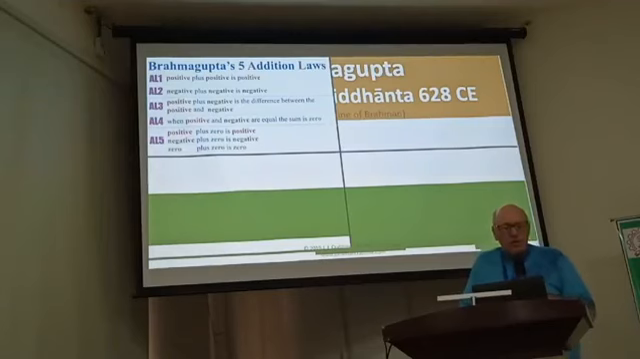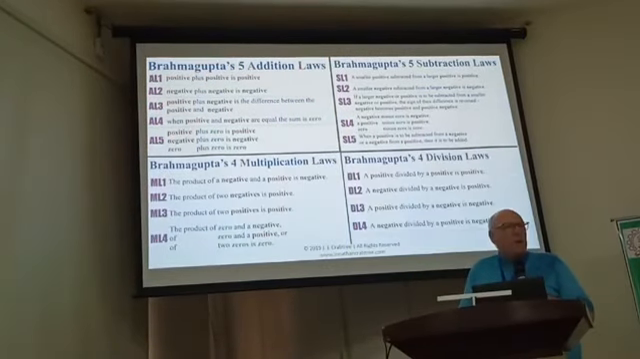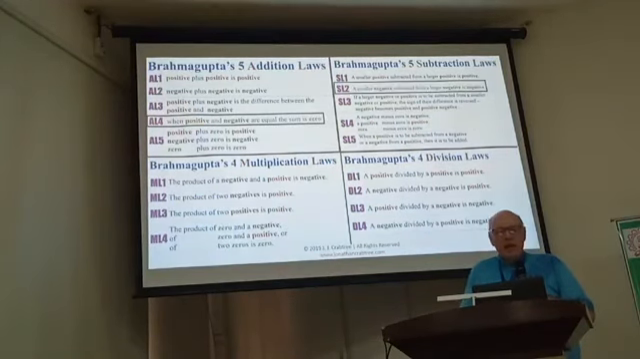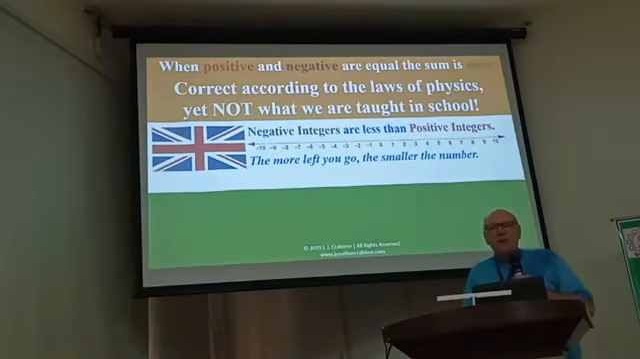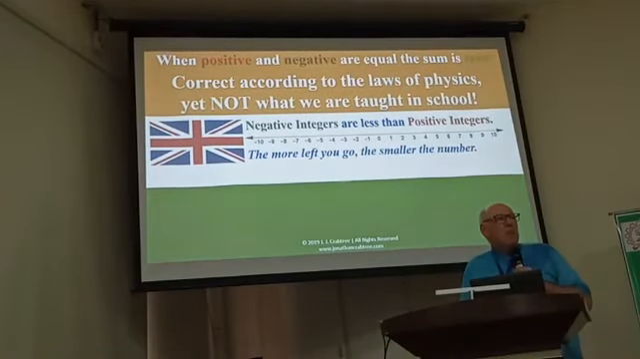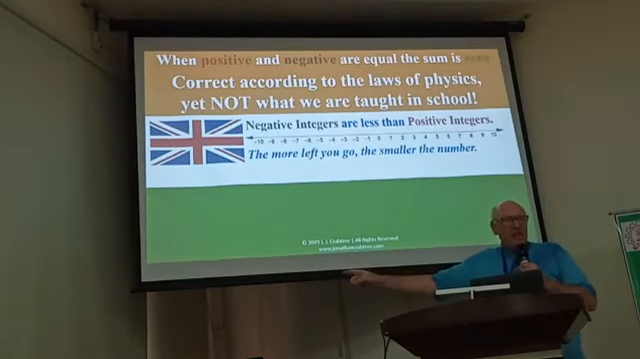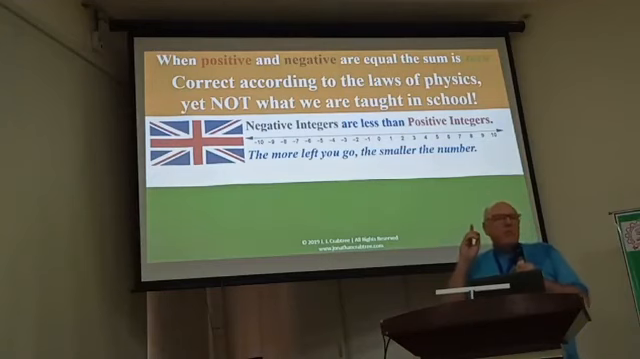So, just going to Brahmagupta's laws, you can see them all there. I'm going to give you an example of how the laws of maths that you are teaching your children today are different to Brahmagupta's laws. When positive and negative are equal, the sum is zero. This is correct according to the laws of physics, yet not what we are taught in school. Because in school, we're taught that every number to the left of zero is less than every number to the right of zero, and the more left you go, the smaller the number. And even though I think zero, having nothing, is not very much at all, you can actually have infinitely less than nothing. Now, my golden rule is, if anything in mathematics seems stupid, it is.